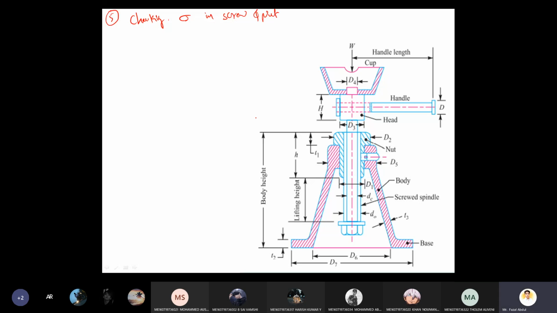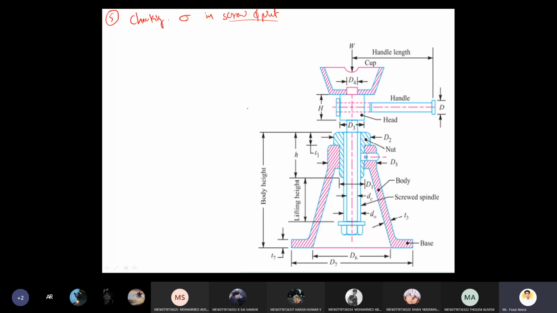Sir, already we calculated this. Why are you telling this again? But see here, I'm telling only the threaded portion. Previously we calculated considering the overall rod and thread, both. But now I'm considering only the threaded portion.